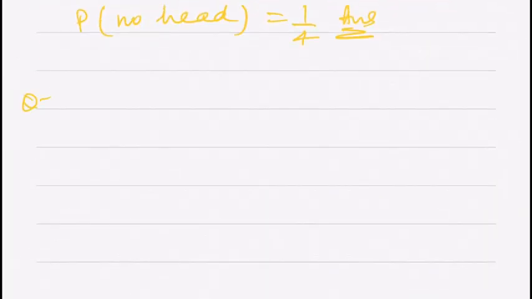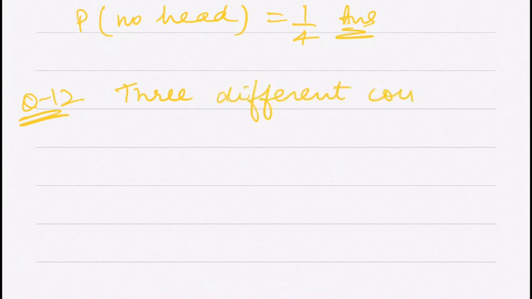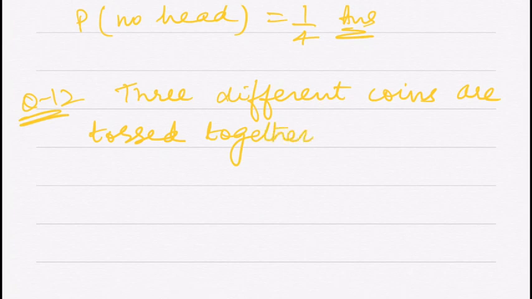3-mark questions. We have one more. Now let's do question number 12, more of a 1-mark question. Now 3 different coins are tossed together. So now we have 3 coins.